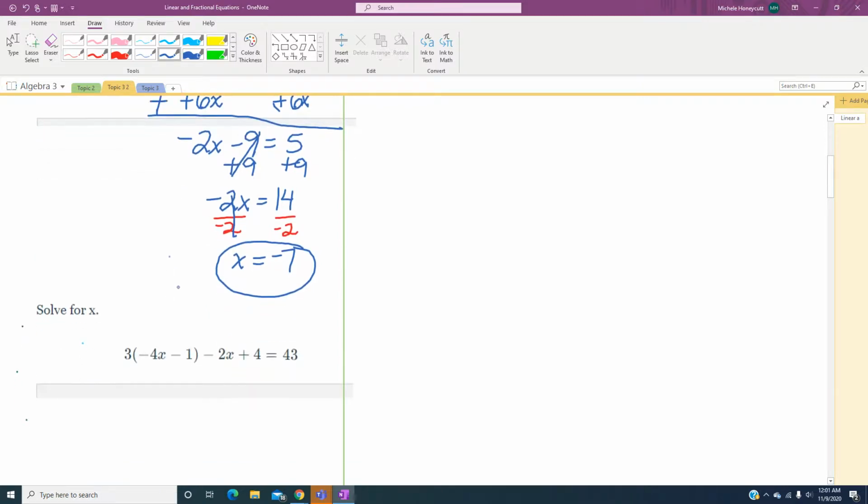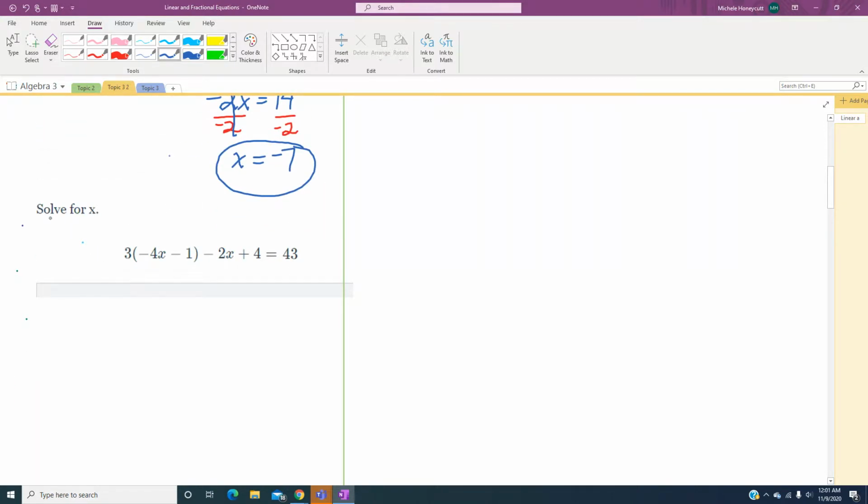Then finally, I have an equation. It looks like I've got a lot going on. So what I'm going to tell you to do here is to distribute first, because that's going to allow me to simplify the left and the right side of the equation. So I'm going to distribute the 3 to negative 4x and to negative 1. 3 times negative 4x is negative 12x. 3 times negative 1 is negative 3. And I'm going to bring everything else down.